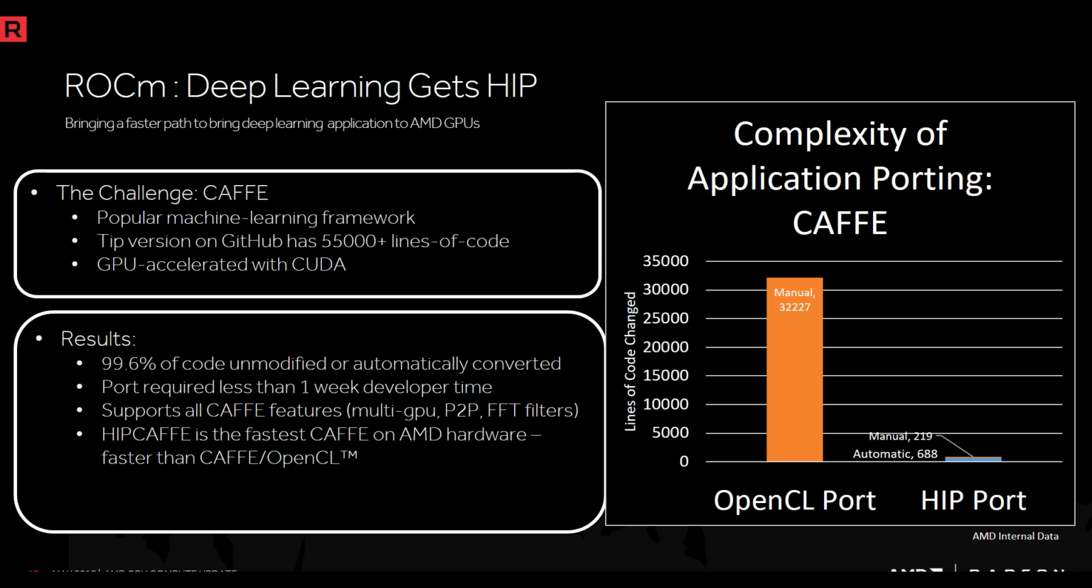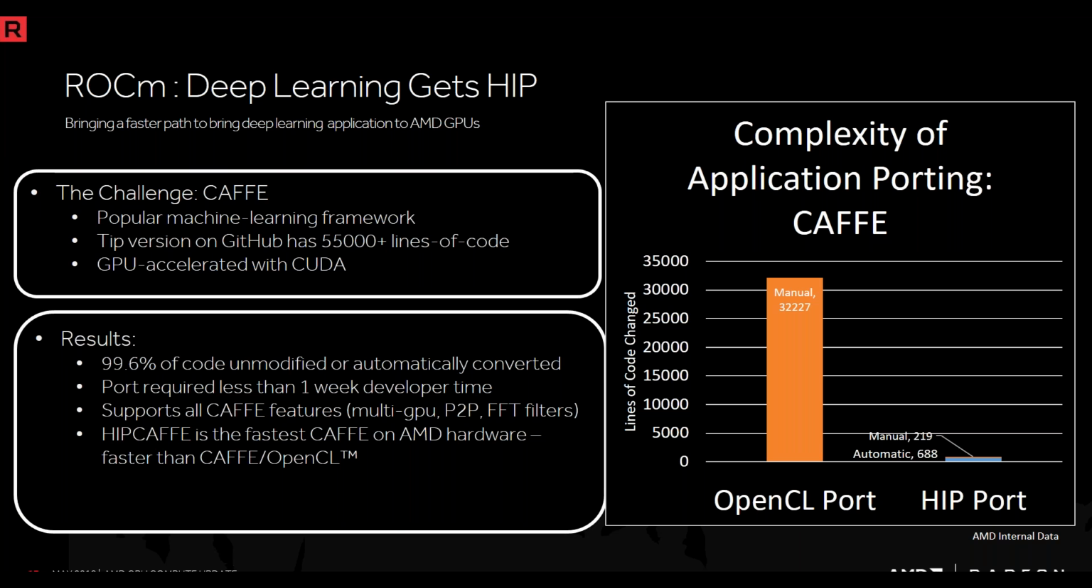When we run this through our HIPify tool, 99.6%, almost 100%, is converted automatically, except for a very few lines, about 200 to 300. It also marks the code which cannot be converted, and that has to be done by hand. Otherwise, everything should be ready to run. Porting requires less than 1 week of developer time, and supports all Caffe features: multi-GPU, P2P, FFT filters, etc.